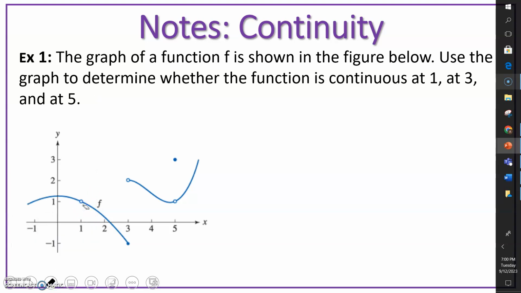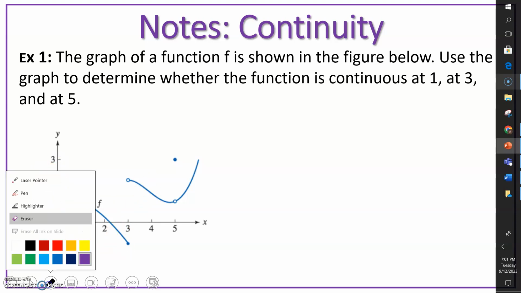Now, at 3. At 3, it is defined. The problem is that the limit does not exist. When we approach 3 from the left, we get -1. When we approach 3 from the right, we get 2. So condition 2 is not met, thus it is not continuous at 3.